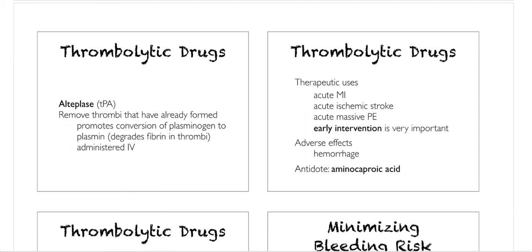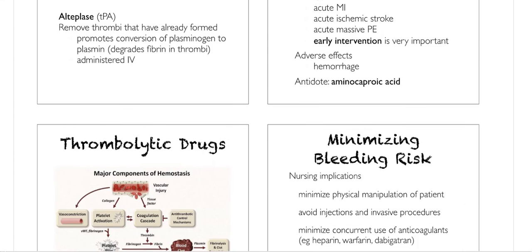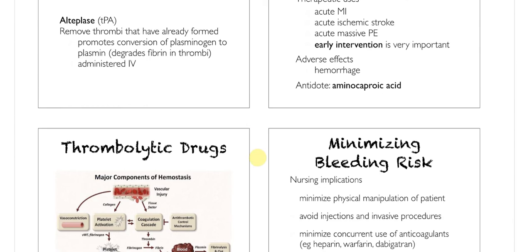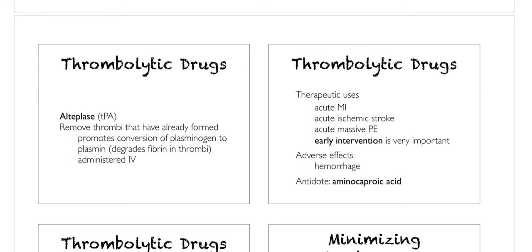All right, now we have our thrombolytic drugs, which I think is really just one drug. This is going to be alteplase, or TPA. Most of the time you're going to hear TPA in the hospital setting. These are going to be removing thrombi that have already been formed. So a lot of the medications, if not all of them that we've talked about, are more about prevention or preventing progression of a current clot. Alteplase, TPA, is basically our main clot buster.